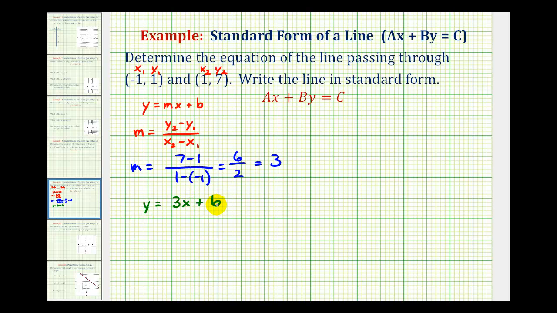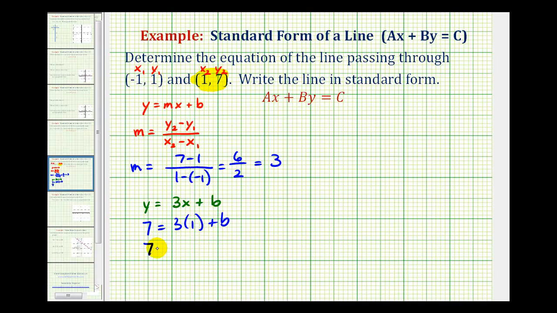So we still need to determine the value of b, or the y-intercept, and we can do that by selecting one of these 2 points and substituting in a value for y and x. So for example, if we decide to use this point here, we'd substitute 7 for y, 1 for x, and then we can solve for b. So let's go ahead and do that. We would have 7 equals 3 times x, but x is 1, plus b. So we'd have 7 equals 3 plus b. So if we subtract 3 on both sides, we can see that b is equal to 4.